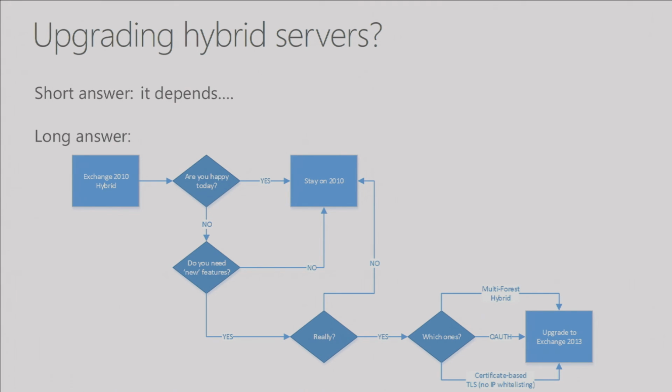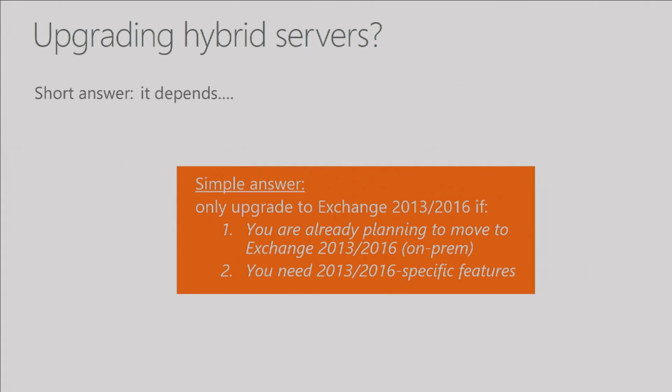If you need a new feature, and you're really convinced that you need that new feature, and you decide that one of those features is multi-forest hybrid, or OAuth, or that we can now do secure mail using not a long ACL that's on a receive connector, but we can use a certificate, which is a huge sigh of relief to some of you who've had to rerun the wizard a couple of times. Every time something changes in your network and you've got to go and redo those connectors, that in itself could be enough of a benefit to move. The simple answer is you move to a newer version of Exchange if you see that there's enough of a benefit to go hybrid on newer servers.